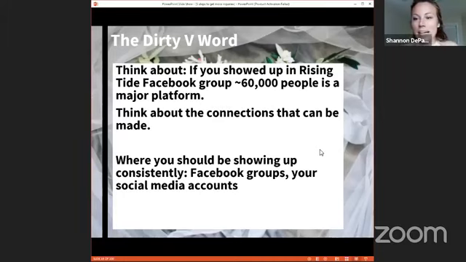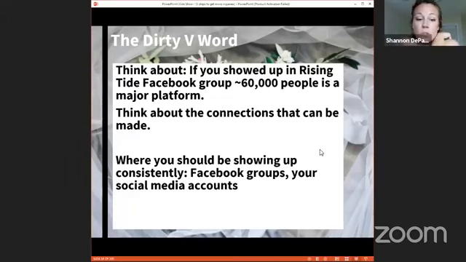And think about the connections that can be made in a group like that. So it's not just about, will you buy this? Will you buy this? Will you buy this? It's about connecting with other people who are in the same industry as you, who want to succeed just like you do, and just making those connections with those people.